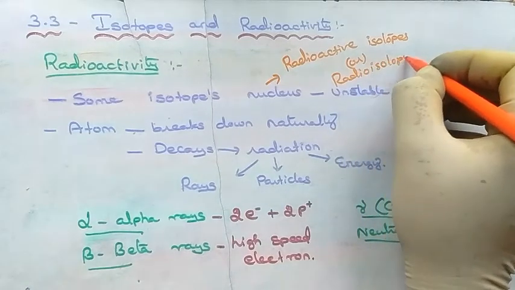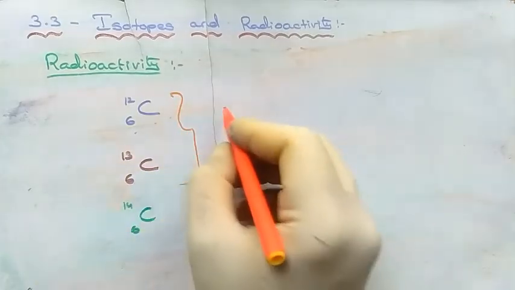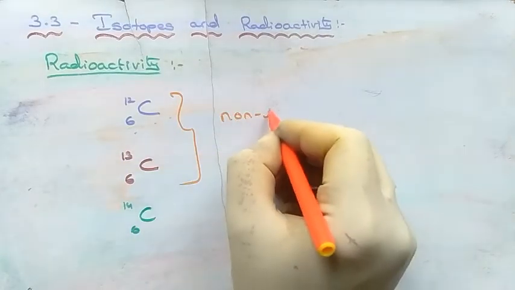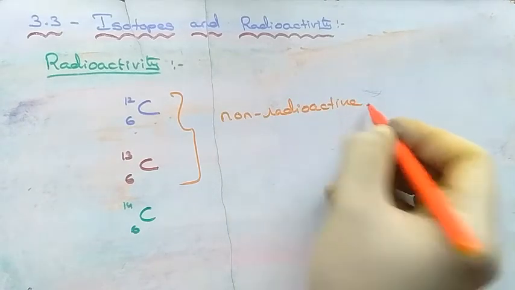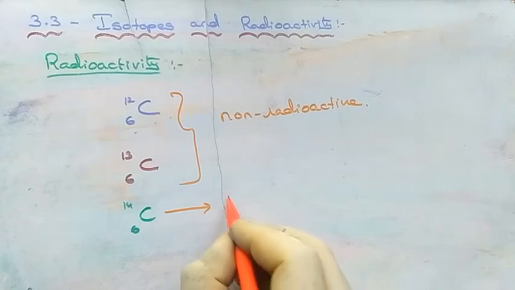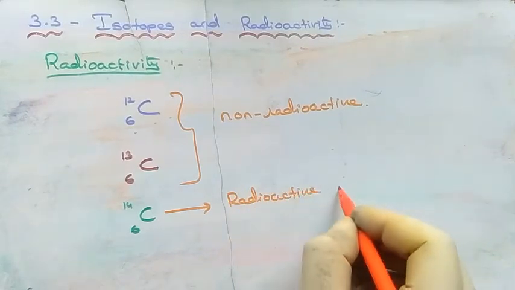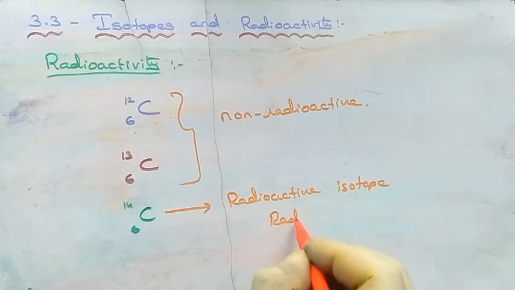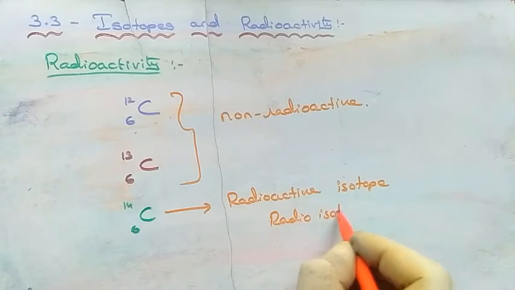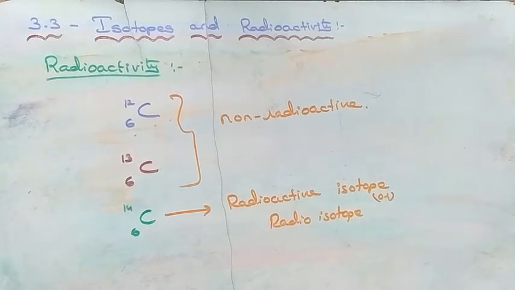Let's see with an example. As we know already, carbon has 3 isotopes. Out of these 3 isotopes, carbon-12 and carbon-13 are non-radioactive, whereas carbon-14 is radioactive, which means the nucleus of carbon-14 is unstable and it will decay into smaller particles by emitting radiation. Due to that, it is called a radioactive isotope.